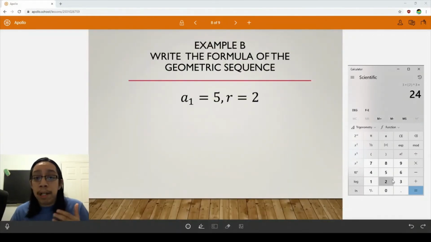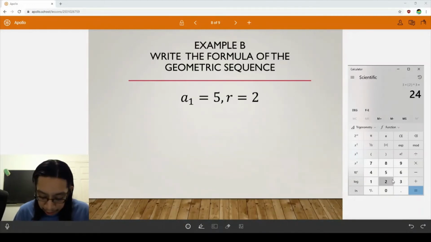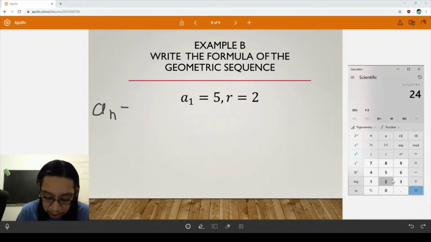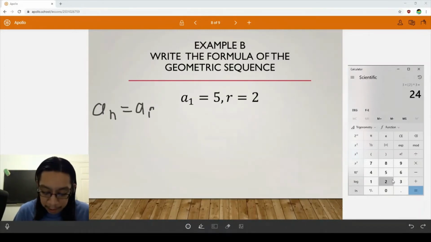Let's go ahead and write the formula of the geometric sequence. This one's pretty simple, right? They already gave us the first term, and they already gave us what the ratio is. So just like before, I think it's a really good idea to write down what formula you're actually using. In this case, we're using the formula for the geometric sequence, which is a sub n equals a sub 1 times r to the n minus 1.